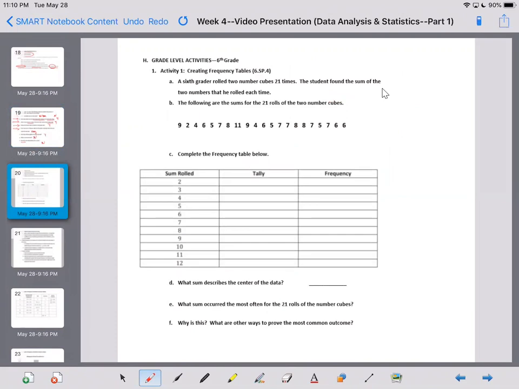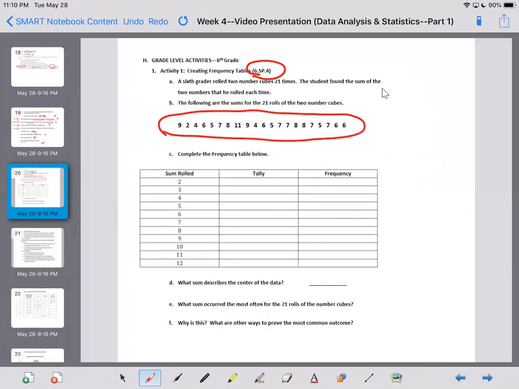Frequency tables is another standard for statistics and probability. So a 6th grader rolls 2 number cubes 21 times, and then the student looked at the sums. Okay, so if we see here, we've got the following sums that showed up.